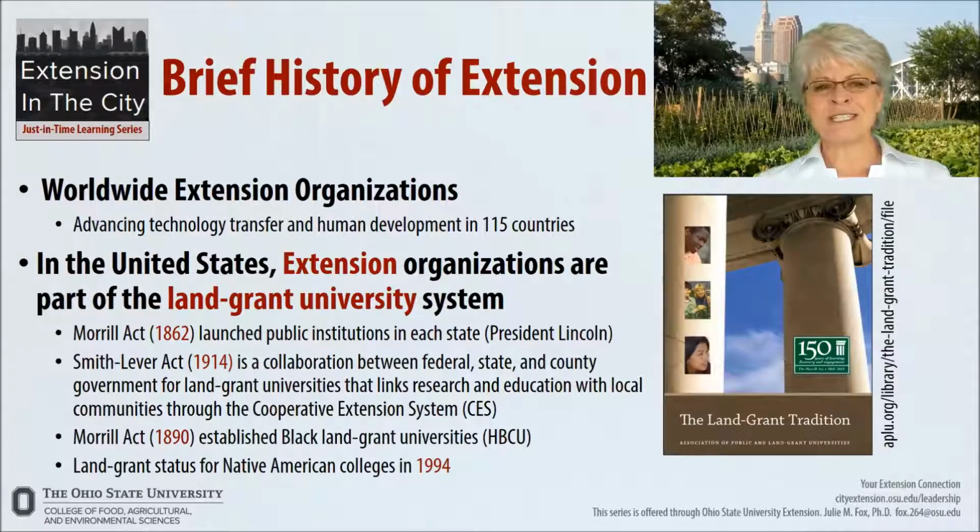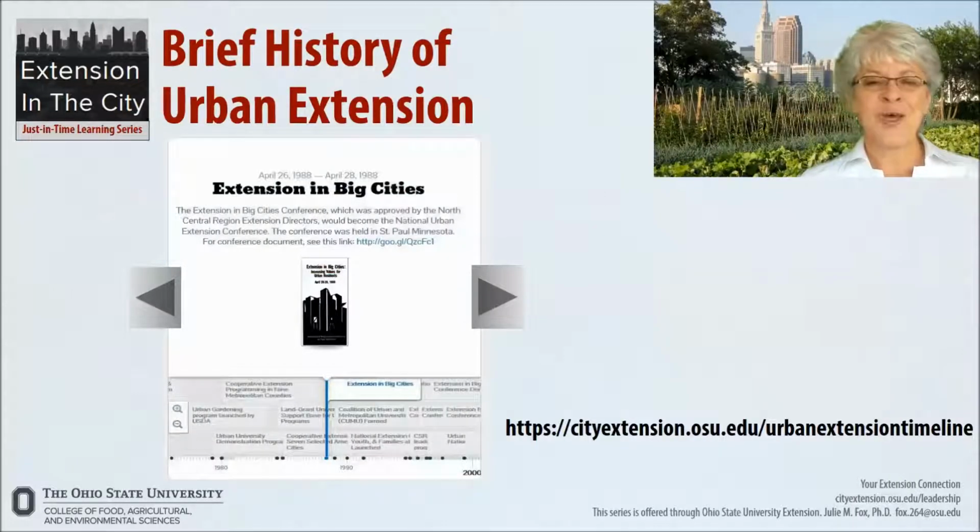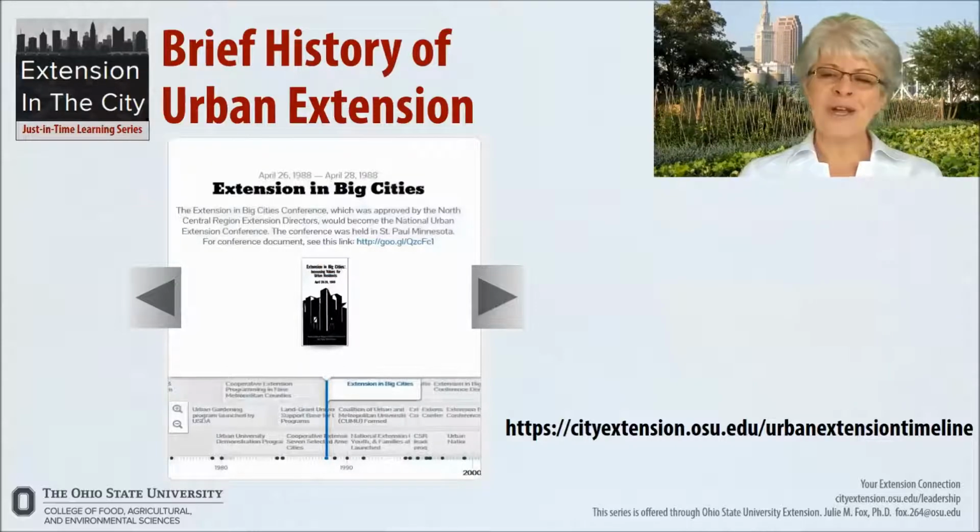The land-grant system expanded again in 1890 with the historically Black colleges and universities, and then the Native American colleges in 1994. If you'd like to know more about the land-grant tradition, there's about a 44-page report that was published in 2012. It'll give you a full, rich history if you'd like to know more about that base and the context of land-grant universities.